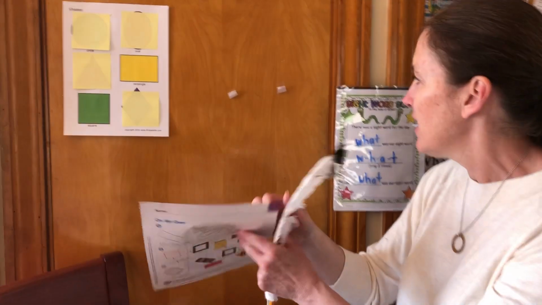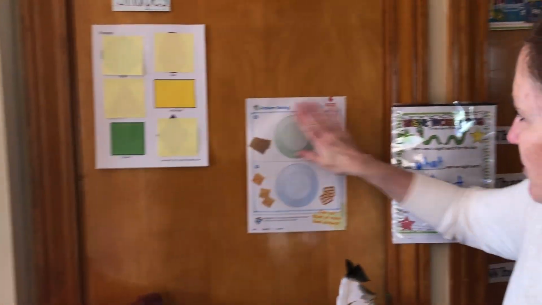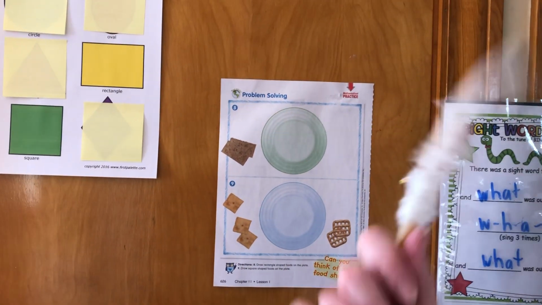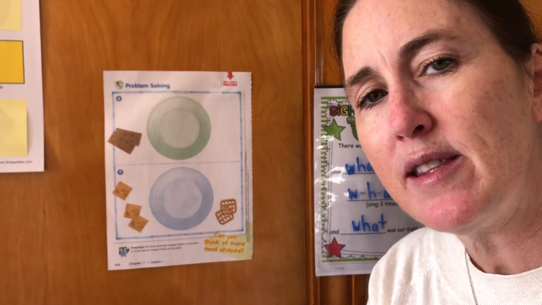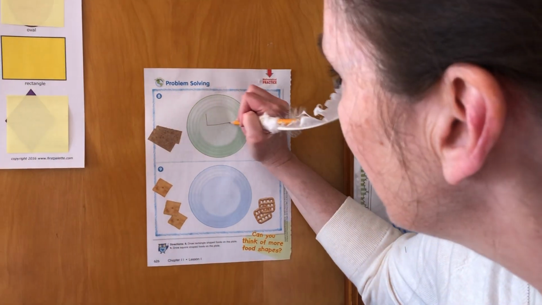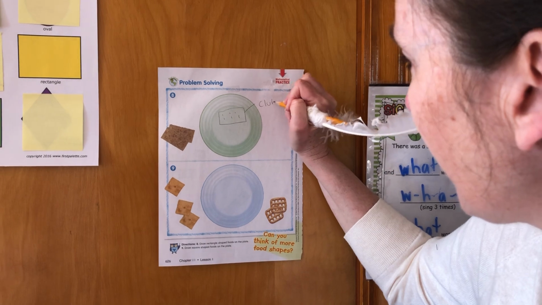We just have one more thing called problem solving. And I have some plates. And on the green plate, they would like me to draw a food that's a rectangle. So I want you to tell a grown-up, what is a food that you can think of that's a rectangle? Okay, I thought of this one. Club cracker.